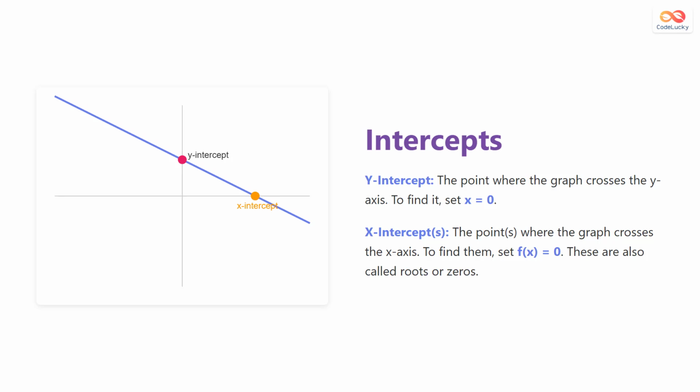Intercepts are points where the function's graph crosses the axes. The y-intercept is where it crosses the vertical y-axis, which you find by setting the input x to 0. The x-intercepts, also known as roots or zeros, are where the graph crosses the horizontal x-axis, found by setting the entire function equal to 0.